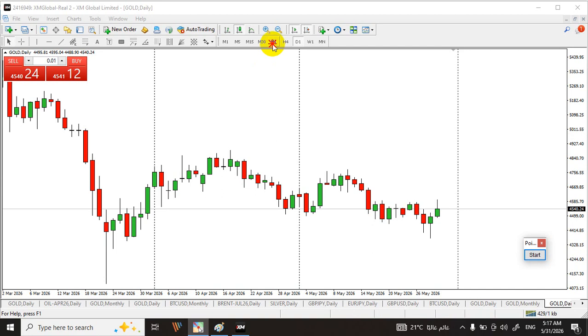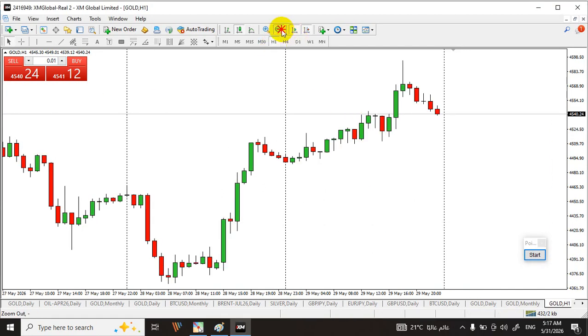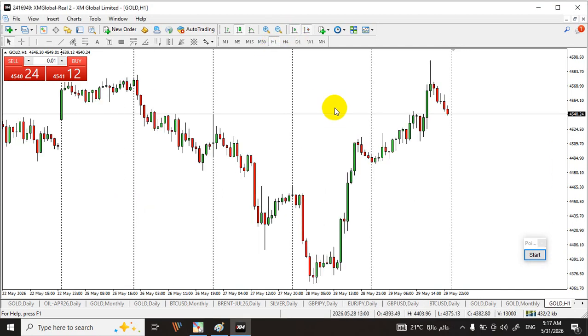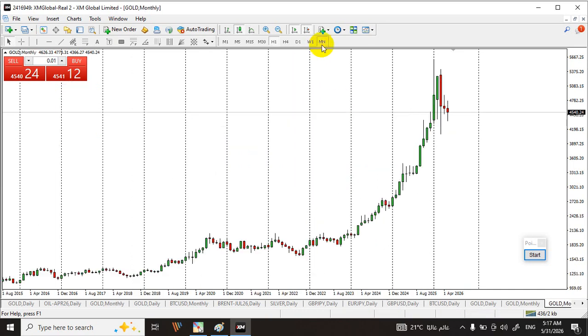Step 4, entry on the 1-hour time frame. Once all higher time frames are aligned, we move to the 1-hour chart for execution. We look for buying opportunities near support levels or technical indicators such as RSI, moving averages, and key demand zones. This is where we enter the trade with confirmation.